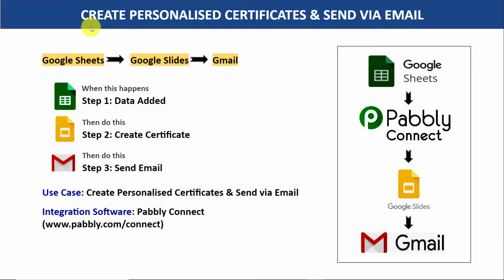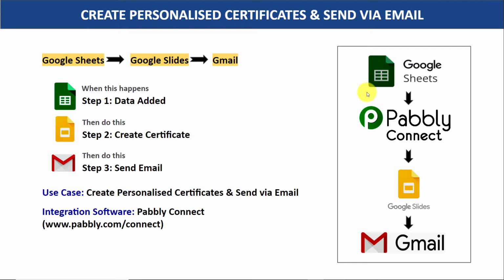Hello everyone. In this video, we will learn to create personalized certificates and send them via email. Imagine this: you are a teacher and you have the database of your students in Google Sheets. You have their names, roll numbers, and of course their blood groups. You want to send certificates to your class students for donating their blood. So here you have two choices.